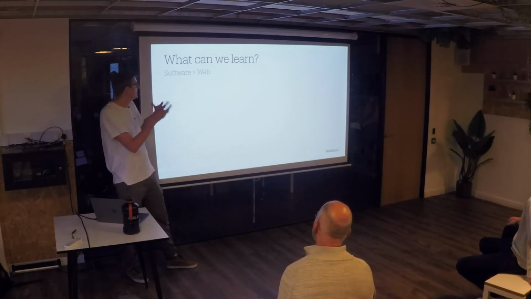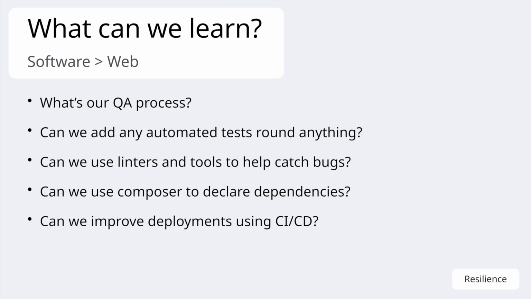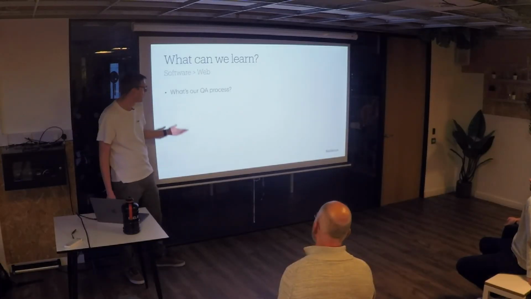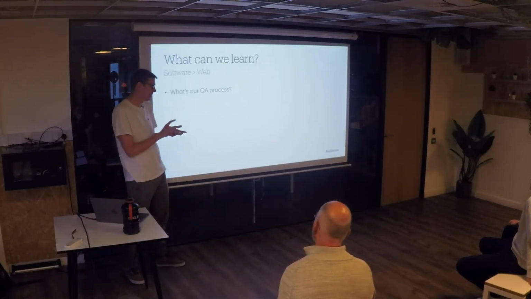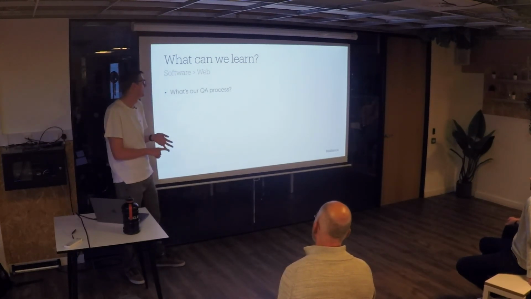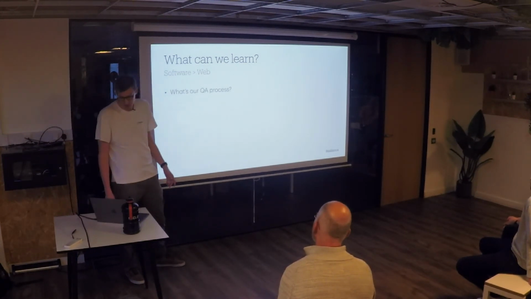So I guess, based on that, what can we infer through transferring knowledge from the software to the web? We've done a lot of software stuff, and now we need to do some web stuff. What can we improve on our web side of things? Think about what our QA process is. Do we have design, development, and behavioral QA processes that are needed?